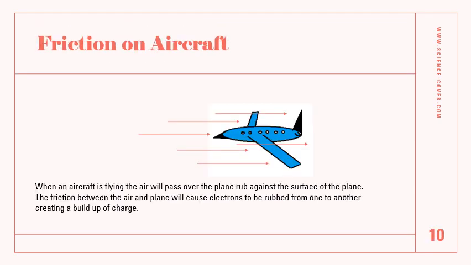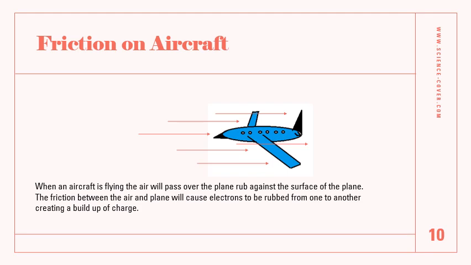The buildup of charge on a material can lead to small static shocks or a spark forming. This can be dangerous in the case of aircraft. When an aircraft is flying, air passes over the plane and rubs against the plane's surface. This friction between the air and plane causes electrons to be rubbed from one onto the other surface, creating a buildup of charge. The charge on the plane means that on landing, the plane is more negative than the ground, and if it makes contact, electrons can flow in an electric current from the plane to the ground. This spark can cause a fire.